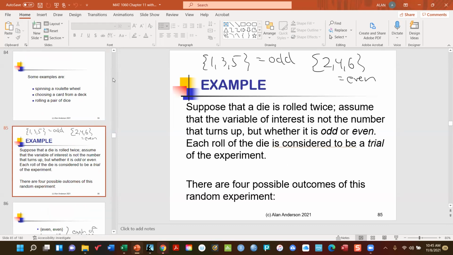Now, we're going to create a very simple example here. What we're going to do is roll a die twice, but in such a way that we're only paying attention to whether it turns out to be evens or odds. The reason we're doing it this way is because if you roll the dice and keep track of the actual numbers, you'll always have 36 possible outcomes, which is a lot. So instead, we're going to only keep track of evens and odds, which reduces the number of possibilities to just 4. And that will make things a little bit simpler for us.